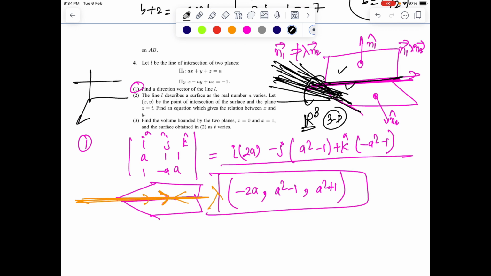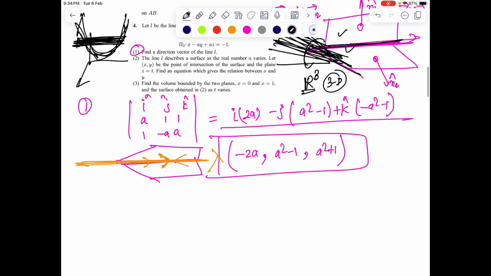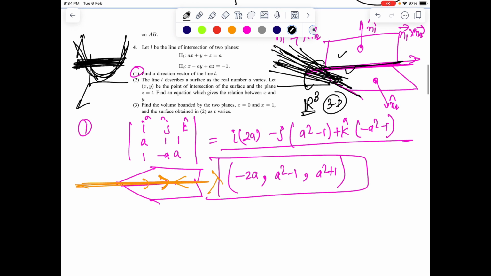And moreover, we want the point of intersection of the surface with the plane z equals t. So z equals t, as you know, z equals constant. Let's say z equals 1 will be some plane, right? So if that surface, whatever you are getting, is intersecting this plane z equal to t, find the equation which gives the relation between x and y. So this is a nice insight question.